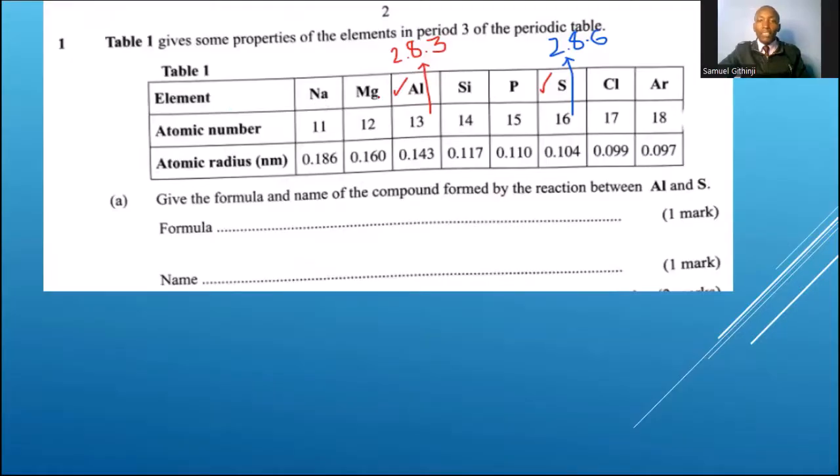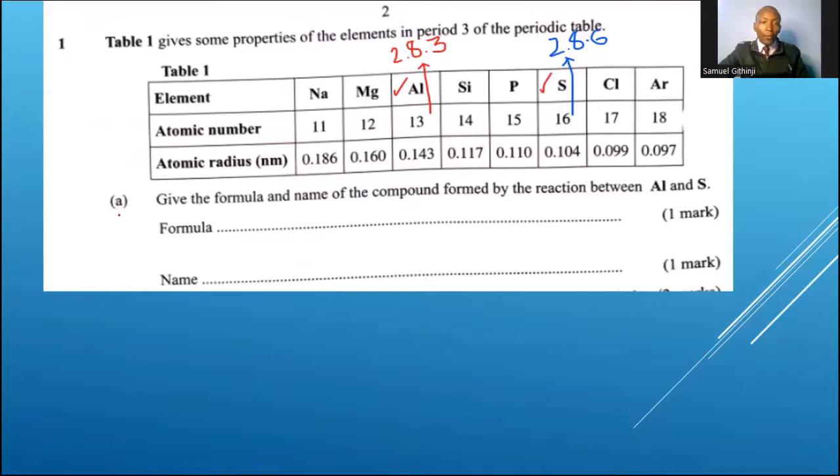Question 1, as you can see there, the student was provided with a table containing elements of period 3: sodium, magnesium, aluminium, silicon, phosphorus, sulfur, chlorine, and argon. The atomic numbers were given from number 11 to 18. The atomic radius in nanometers was also given, as you can see.